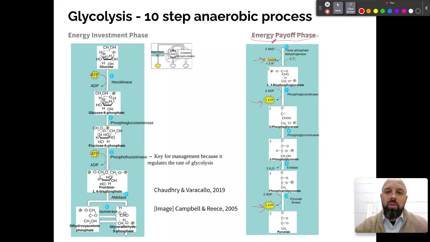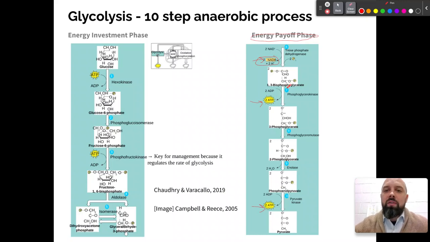But just to go through the remaining 5 steps here, in step 6, again, we have those G3P and dihydroxyacetone phosphate entering here. And step 6 would turn that into 1,3-bisphosphoglycerate. Just to reiterate, that's where you would make those 2 NADH that are a product of glycolysis.